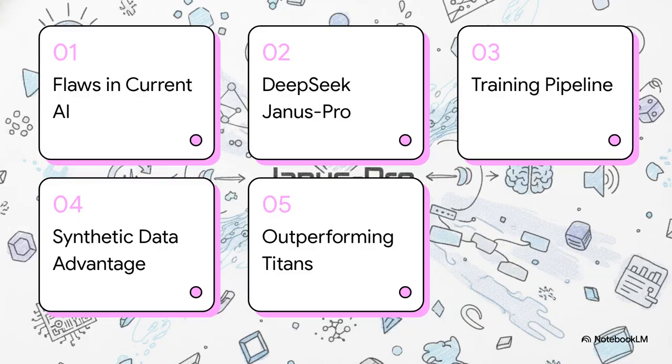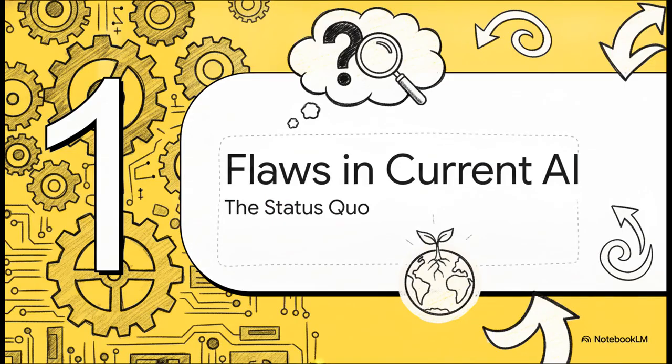Here is our roadmap for this explainer. We'll start with the flaws in current AI, then introduce DeepSeek Janus-Pro. After that, we'll break down its three-stage training pipeline, explore the synthetic data advantage, and finally, look at how it's outperforming the state-of-the-art titans. Section 1, Flaws in Current AI, the status quo.